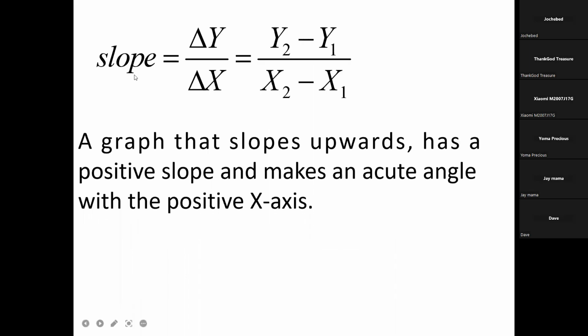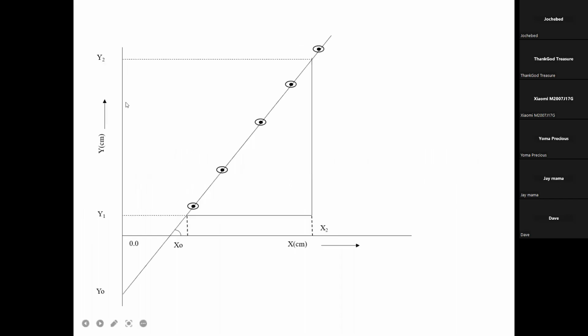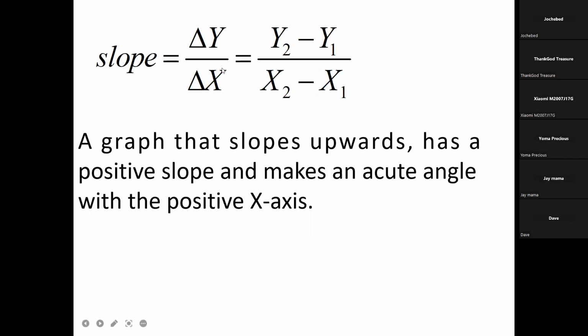Now the next thing, we look at the slope. Like I told us, to calculate slope, in this case we're plotting y against x. Since I'm plotting y against x, my slope will be change in y divided by change in x. So in an instance, if I'm plotting t against L, my slope will be change in t divided by change in L. Since it's change in y divided by change in x, here it will be y2 minus y1 divided by x2 minus x1. So a graph that slopes upwards has a positive slope.